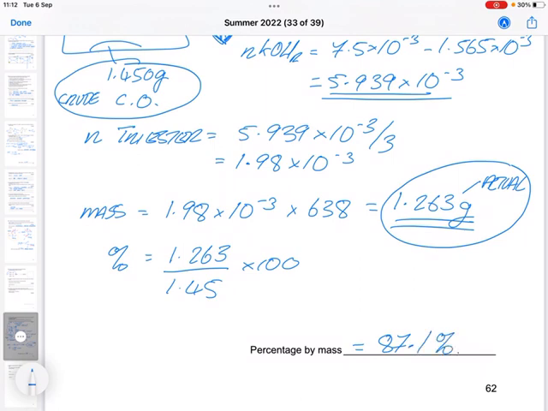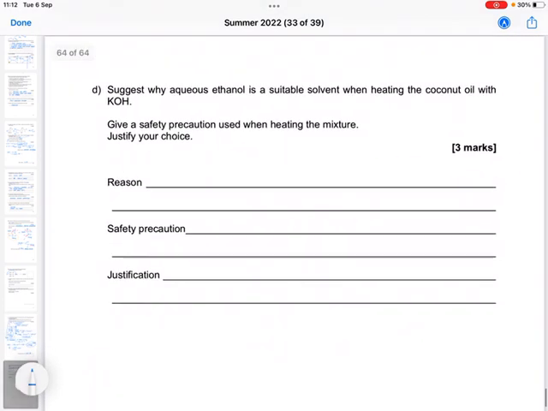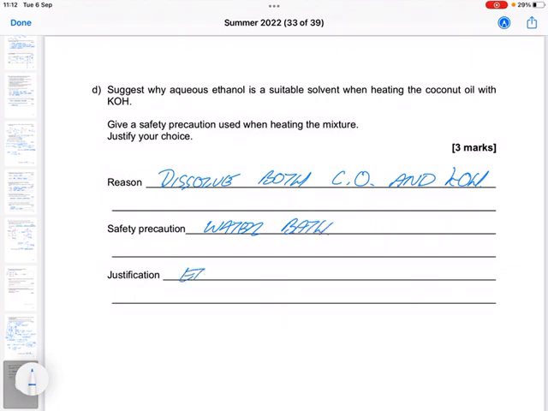Okay, D. Suggest why aqueous ethanol is a suitable solvent. So it will dissolve both the coconut oil and the potassium hydroxide. So that's what you want with these solvents. And then give a safety precaution and justify your choice. Ethanol is flammable. So because of that, we would use a water bath, or make sure we didn't use a Bunsen burner. So use a water bath because ethanol is flammable.